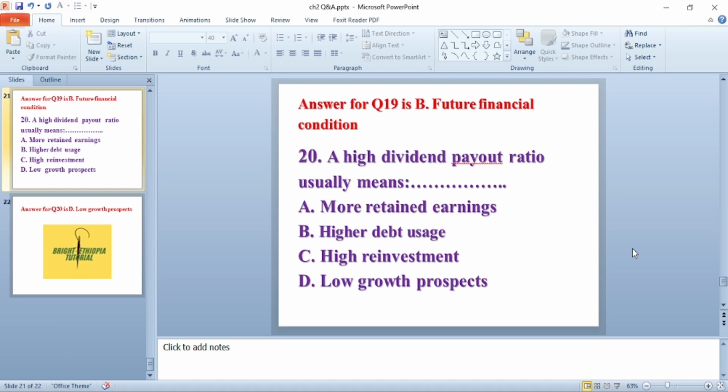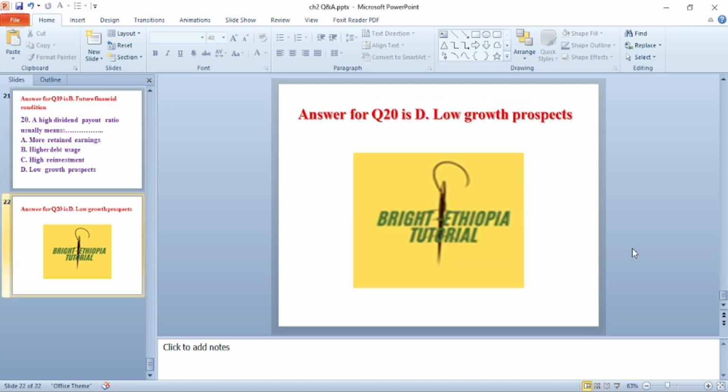Question number 20. A high dividend payout ratio usually means dash: A. More retained earnings. B. High debt usage. C. High reinvestment. D. Low growth prospects. The answer is D, low growth prospects.